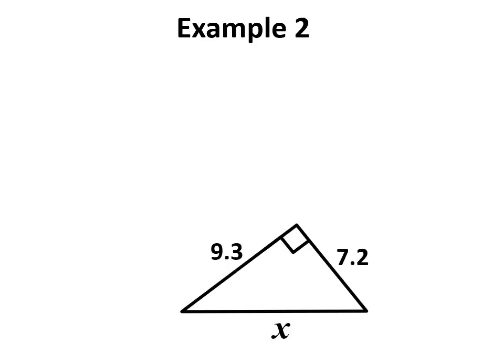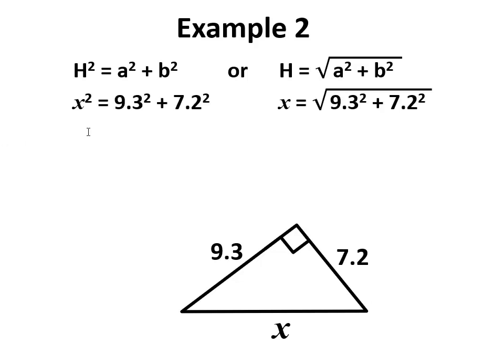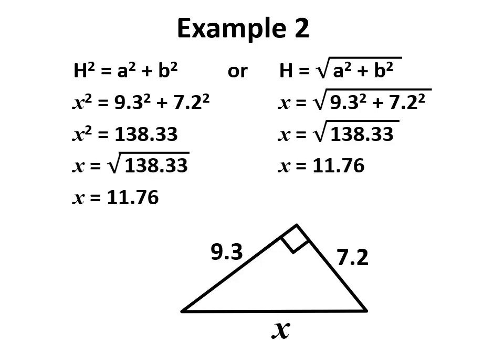We'll do it again. We establish that the unknown side we want, x, is the hypotenuse. We have our formula, h squared equals a squared plus b squared. We stick in that x squared is equal to 9.3 squared plus 7.2 squared. Calculate on the calculator, 138.33, and square root it. That's all the process is, and we just have to mechanically make sure that we identify the hypotenuse before we start.